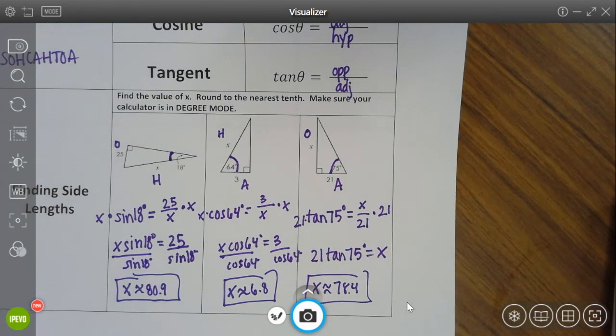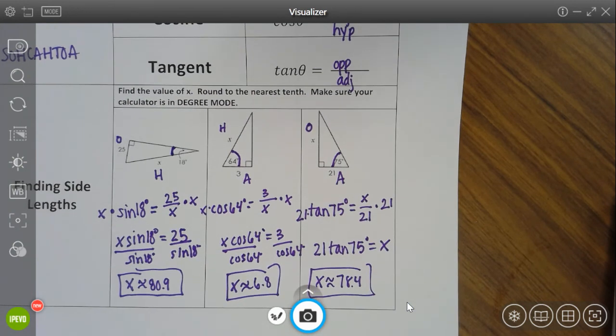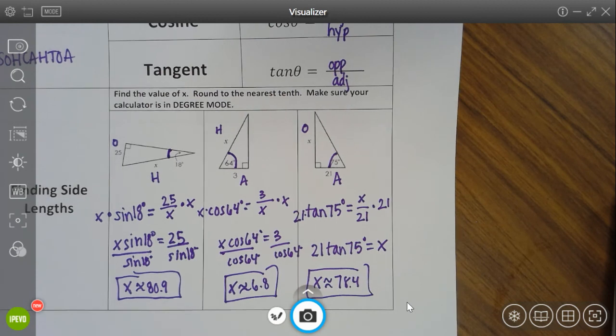So that's a quick review of our SOHCAHTOA and how we can find the missing side lengths in a right triangle using sine, cosine, or tangent ratios.